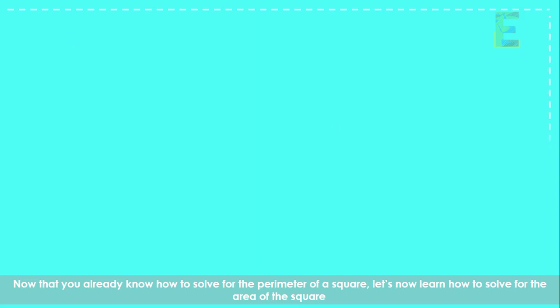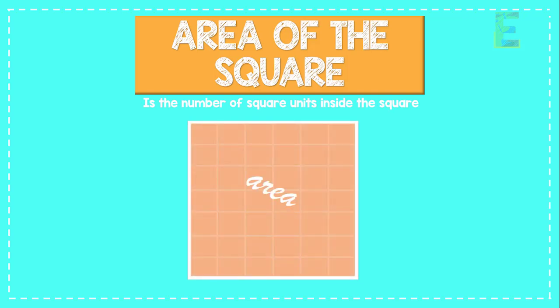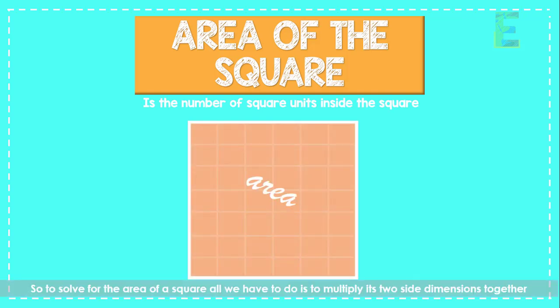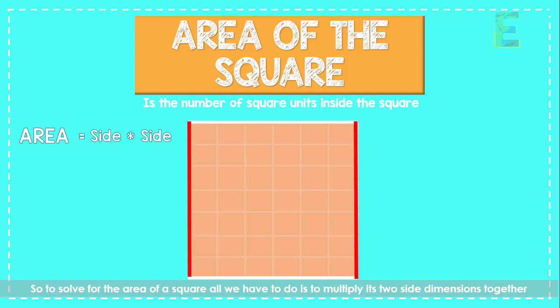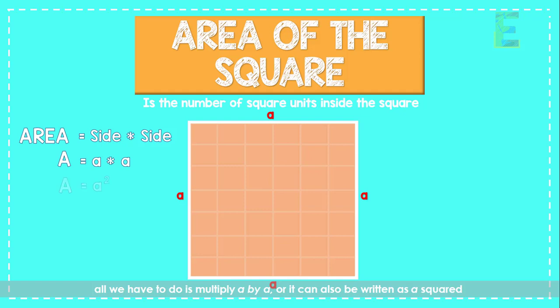Now that you already know how to solve for the perimeter of a square, let's now learn how to solve for the area of a square. Area of a square is just the number of square units inside the square. So to solve for the area of a square, all we have to do is multiply its 2 side dimensions together. But remember that all the sides of the square are equal. So if you have a square with length A, all we have to do is multiply A by A, or it can also be written as A squared.